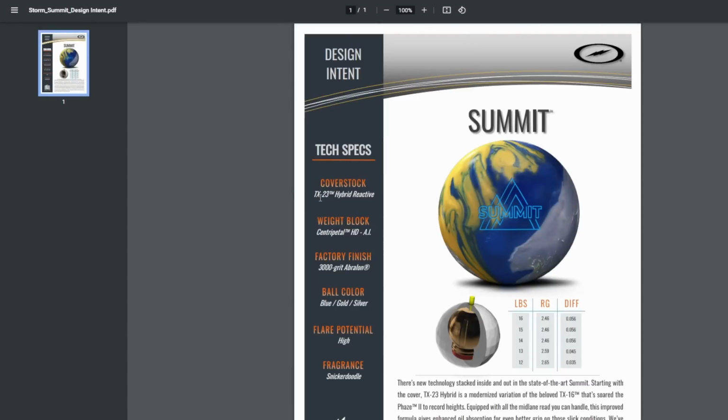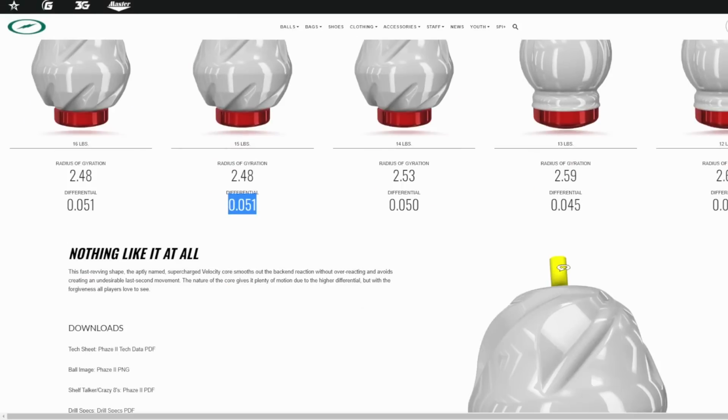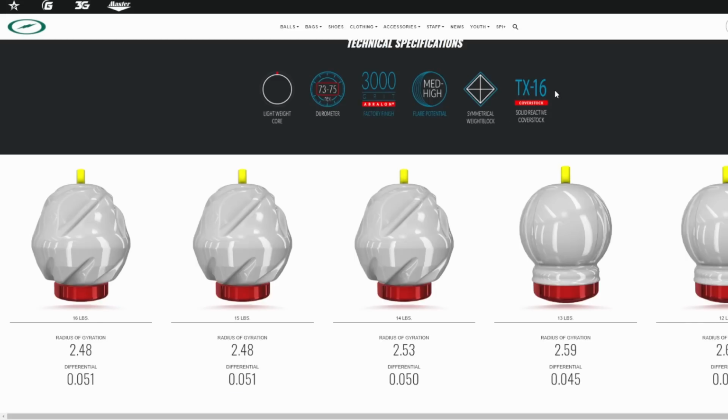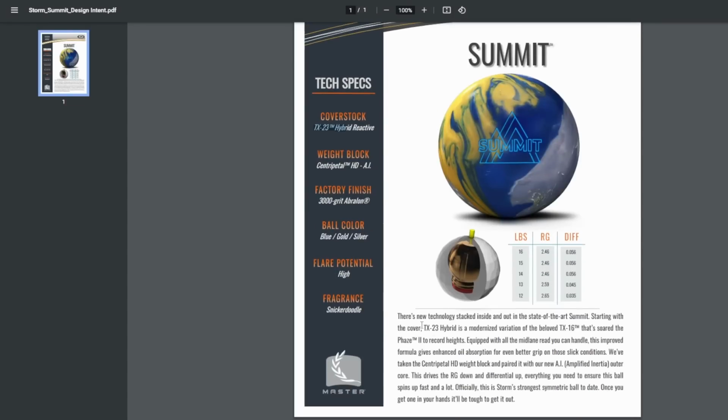This TX23, by the way, if you remember from the Phase 2, the Phase 2 had TX. I don't even remember what TX stands for. Maybe somebody could fact check me and put that in the comments. But I believe this was related to the year 16. So now we got TX23, right? And so talking about this, TX23's modernized version of the beloved TX16.